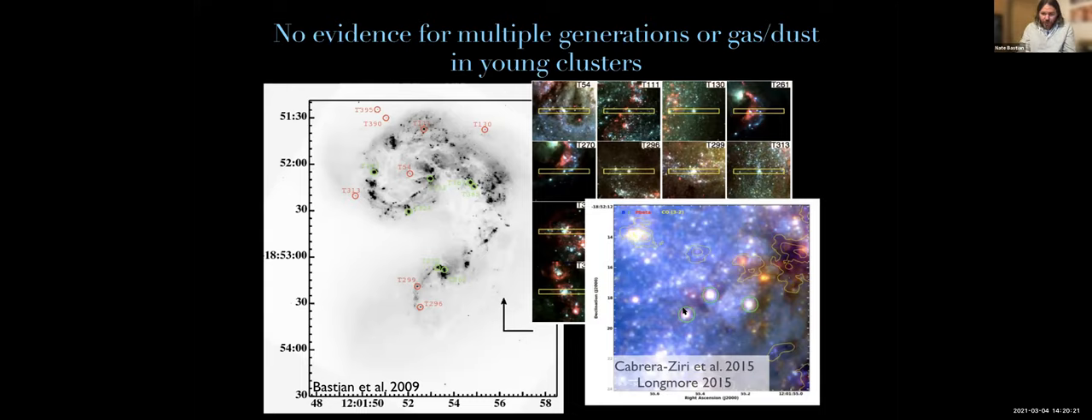And Steve Longmore showed that in fact, if you had the amount of gas and dust that you would need to form these second generation stars, you would actually see this directly in the HST images. You would see basically a hole of extinction right in the center of these clusters, which has also never been seen.